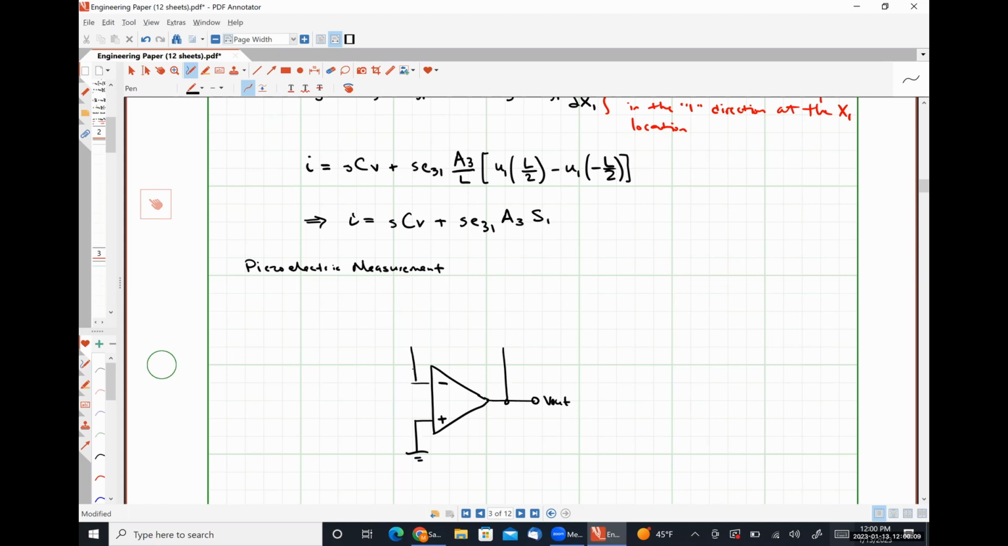So let me draw this thing real quick. Understanding at least one small aspect of the behavior here is going to be critical to understanding where one of the terms goes.